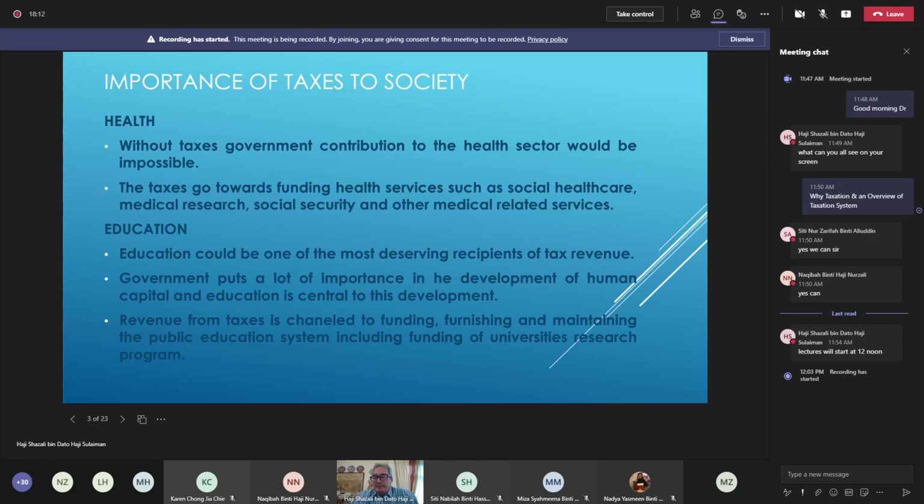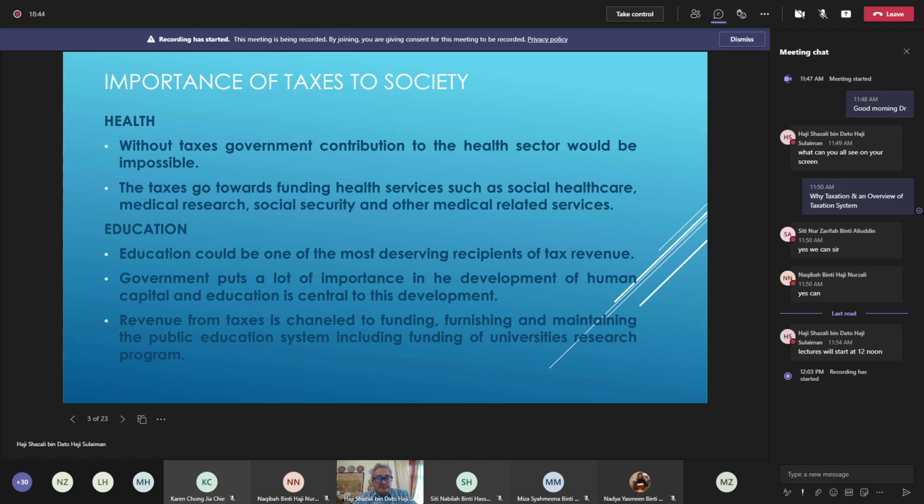Now, one of the biggest budgets that's always put aside will be for education. Just like in Brunei, obviously, education is critical, very important. Education is still free unless you go to a private school. And not only that, at a higher level of education, as a local, you also get paid to study. Not a scholarship, but an allowance. So it is still an expense for government. So education can be one of the most deserving recipients of tax revenue.